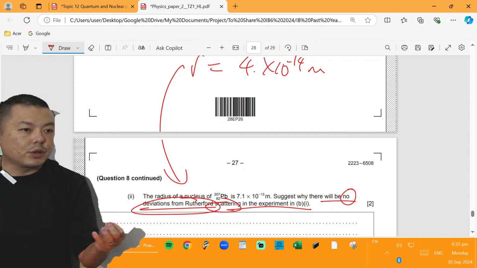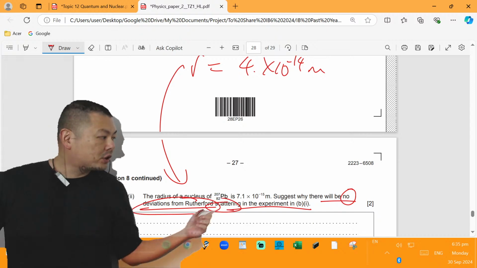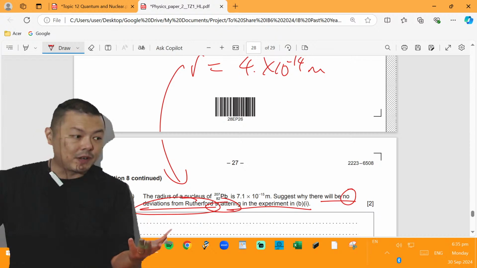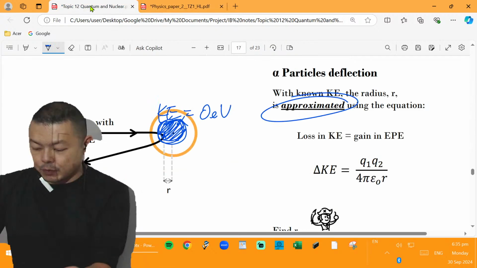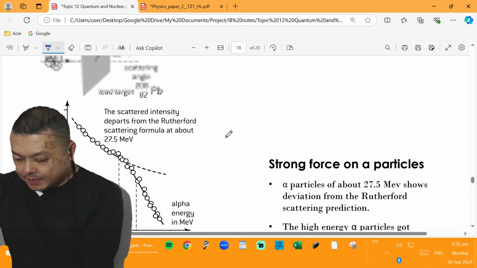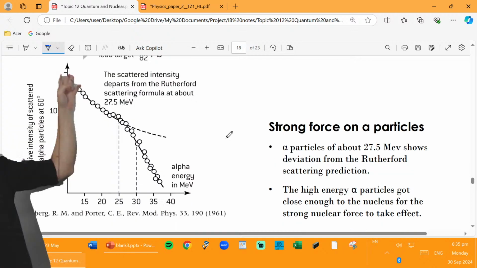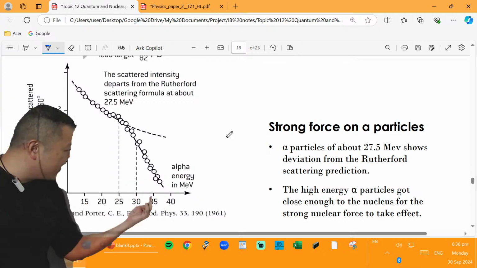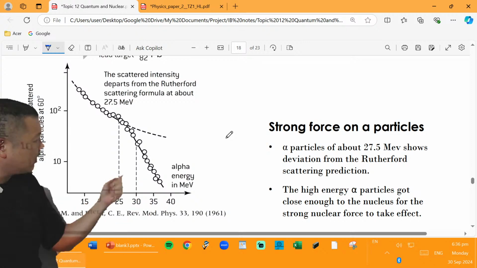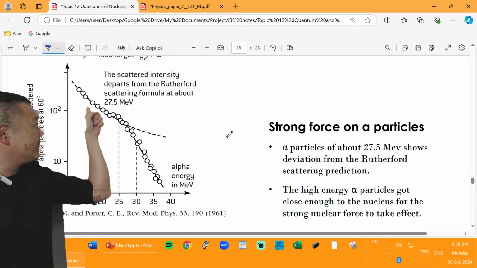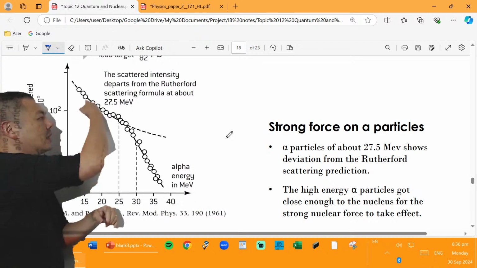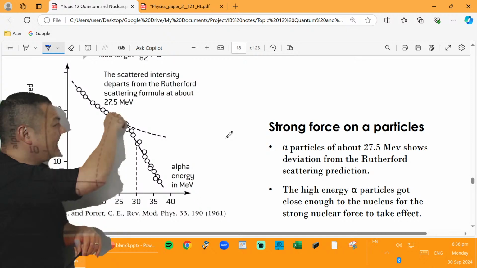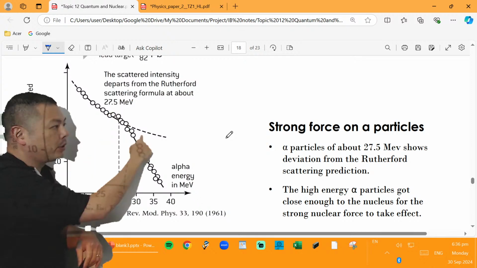If you're not sure about this deviation of the Rutherford scattering, you can ask me for the videos, but very quickly, what was it? This was the predicted model, the dotted line. If the alpha particle has too much energy and it gets too close, then there will be deviation. You see this on the dotted line here, and these little balls here are the data, and the data deviated from the model.